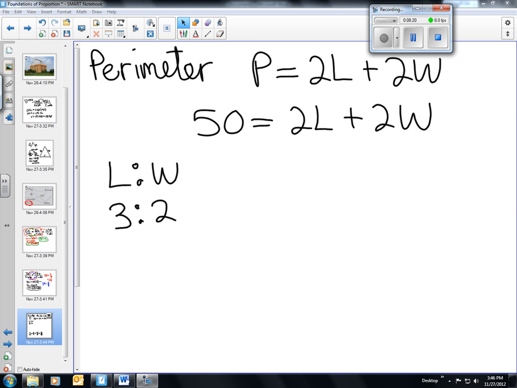In example number 6, we're asked to find the length and width of a rectangle, and the perimeter of this rectangle is 50 inches. And we need to know the formula for the perimeter of a rectangle, which is P equals 2L plus 2W. And then we can substitute in for P, which is 50 inches. We also know that the ratio of the length to the width is 3 to 2 here. And that's a crucial piece of information because we don't know what the length and width are, but we do know that their ratio is 3 to 2.